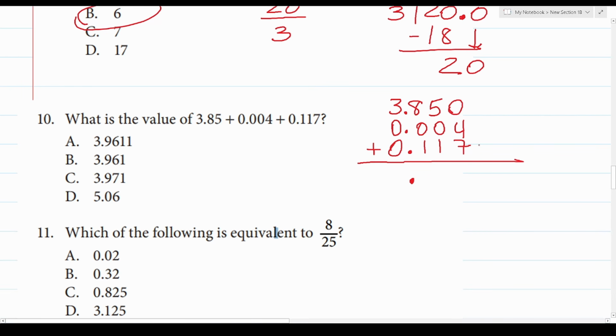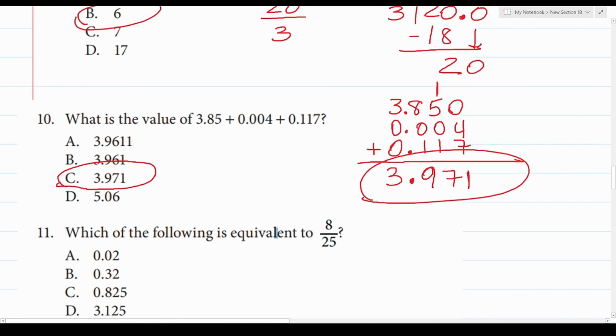7 plus 4 is going to be 7, 8, 9, 10, 11. So drop down a 1. Carry a 1. 5 plus 1 is 6, plus 1 is 7. 8 plus 1 is 9. And 3 plus nothing is 3. So we can see that the answer to this one is 3.971. Okay.